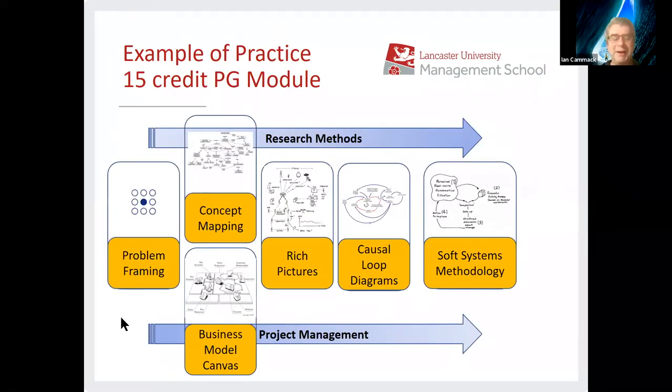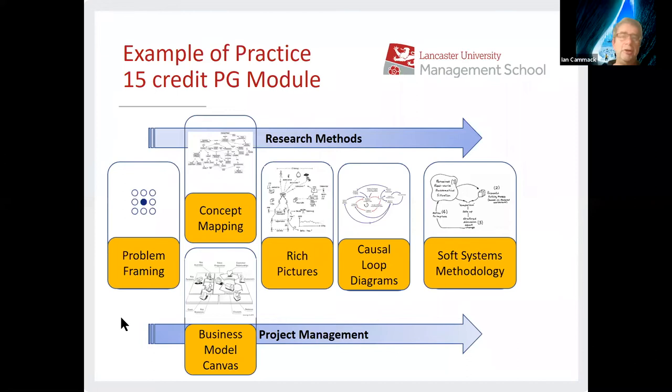So in terms of what I do, I've mentioned I do it at MBA level and undergraduate level, but what am I actually doing? Well, this is an example of a module that I'm teaching. It's a 15 credit postgraduate module within a UK university, lasting about 14 weeks. We're going on a journey of understanding problem framing, then digging into more detail of the problem situation, using ideas such as concept mapping or the business model canvas to dig a bit deeper and see how things are connected.